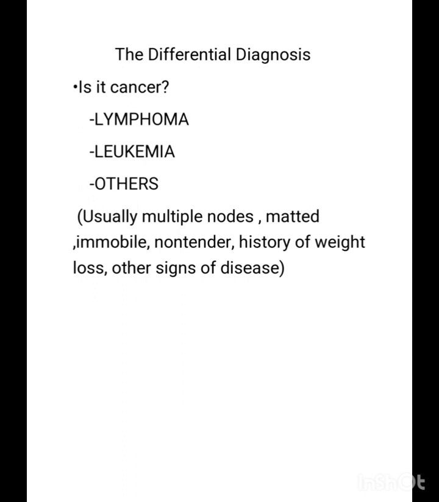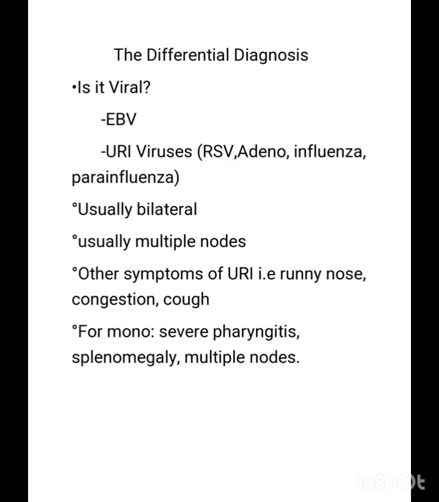The patient may have a history of weight loss or other signs of systemic disease. This is true for most of our cancerous causes of lymphadenopathy in children. They tend to be multiple, firm, rubbery, fixed in position, and non-tender. What about viral disease? Viruses like Epstein-Barr virus and cytomegalovirus can cause profound lymphadenopathy of the anterior cervical chain, but even simple common cold viruses can do it, like RSV, adeno, influenza, or parainfluenza.